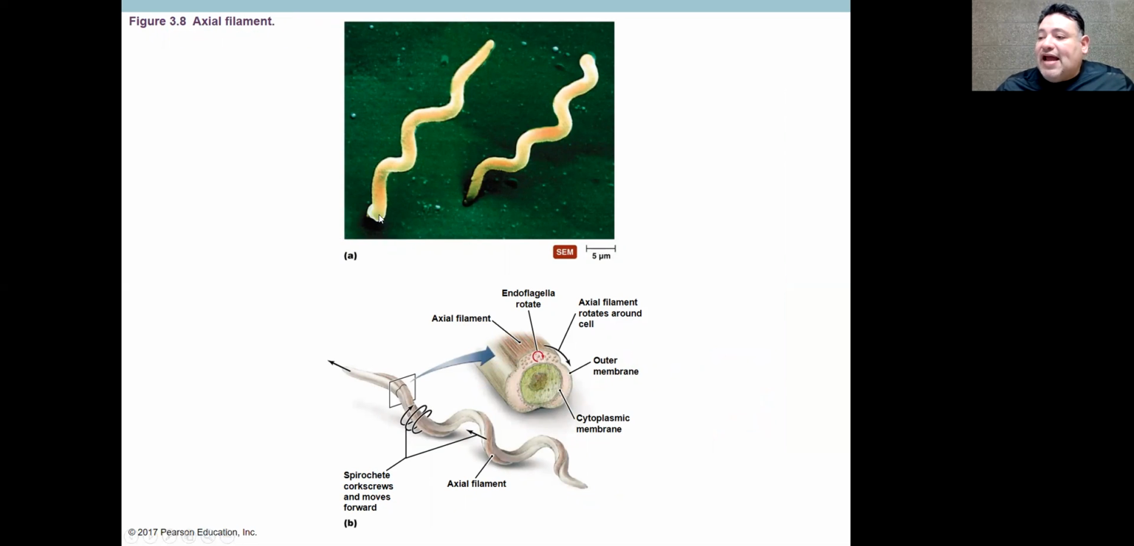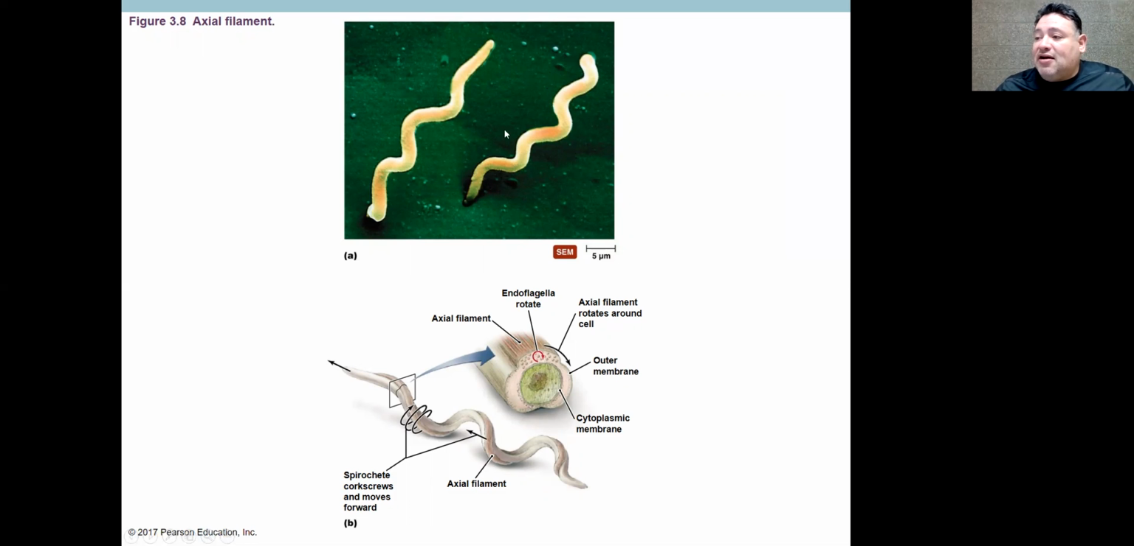So here it's called an axial filament because it comes out the ends, but it also goes all the way down the axis of the microorganism. Again, examples of these are syphilis and Helicobacter pylori.